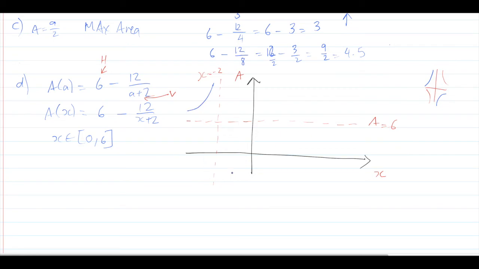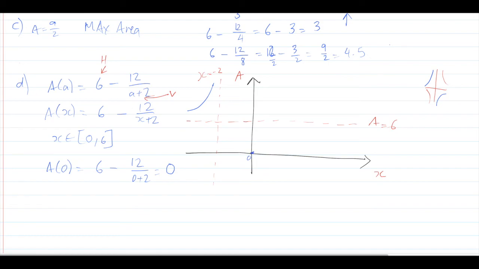But you need to be careful. You need to look at the domain. So my domain is from 0 to 6. That means I can't sketch anything before my x equals 0 over here, okay? Anything on the left side, I can't sketch it. It has to go from 0, and then all the way to the right side. So we need to find out, right? So these are my endpoints. What are my y values, or my A values, when x equals 0? So A, you sub in 0, get 6 minus 12 divided by 0 plus 2, and we get 6 minus 12 divided by 2, which is 6 minus 6, and that is 0.